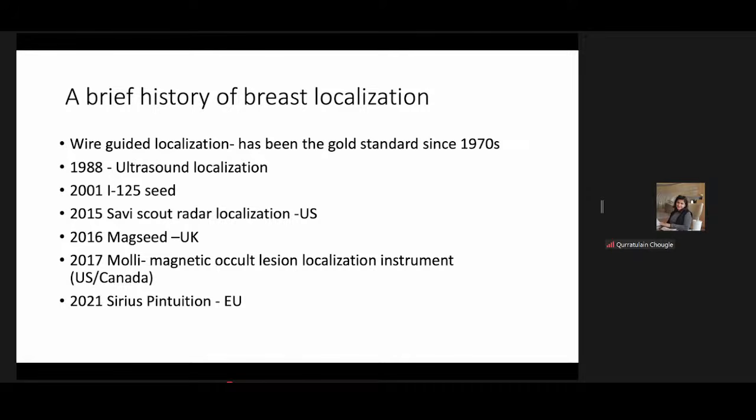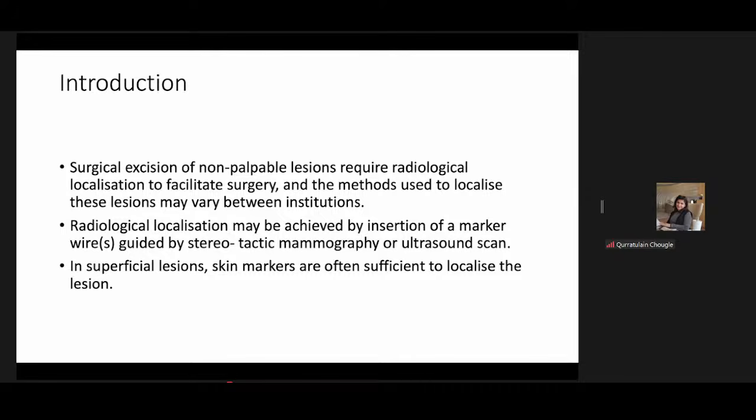Whenever we have an impalpable lesion, to perform a surgical excision, of course, we need to radiologically localize it to facilitate the surgery.